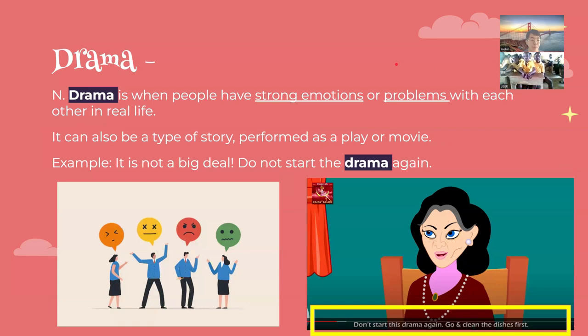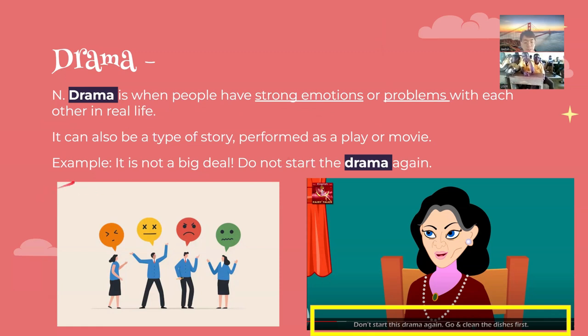Okay, now let's look at the word drama. So drama is also a noun. So drama is when people have strong emotions or problems with each other in real life. And drama can also be a type of story performed as a play or movie. But in the story of Cinderella, drama is used as a word describing people having conflicts and people having problems. And that often involves very strong emotions.